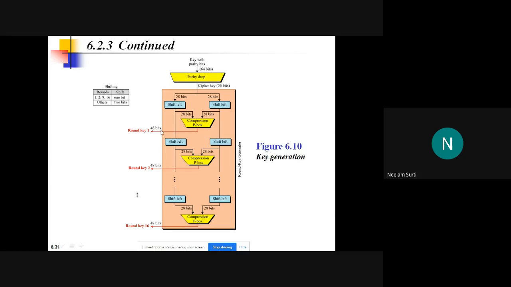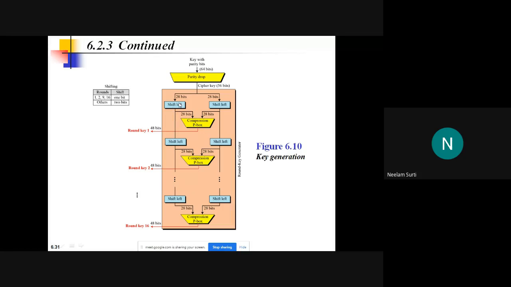But when you are generating the subkey, directly you first drop the parity bits and then divide into two halves, the leftmost 28 bits and the rightmost 28 bits. Then you do left shifting. How many times left shifting? Depending on the round number: for rounds 1, 2, 9 and 16 it is 1 bit, and for the others it is 2 bits. And then you have the compression P box, which will convert 56 into 48.